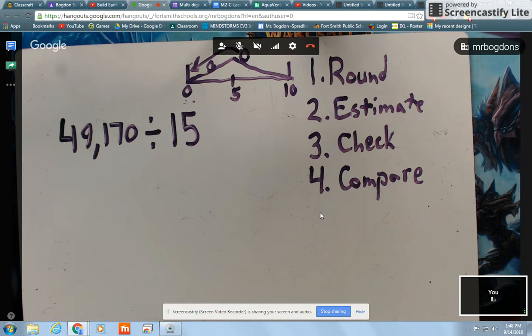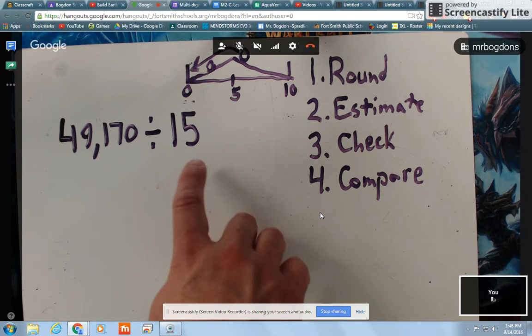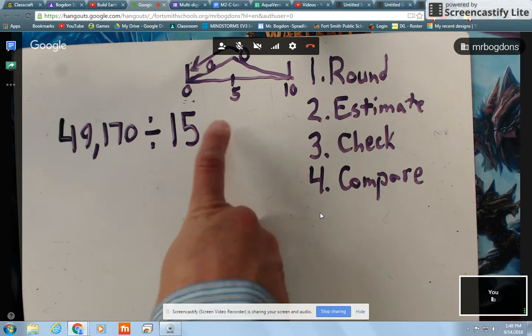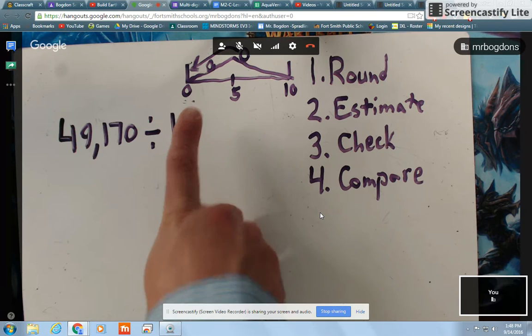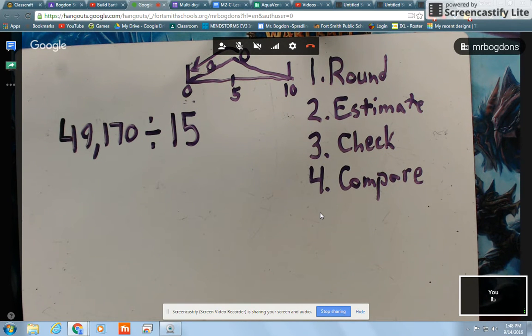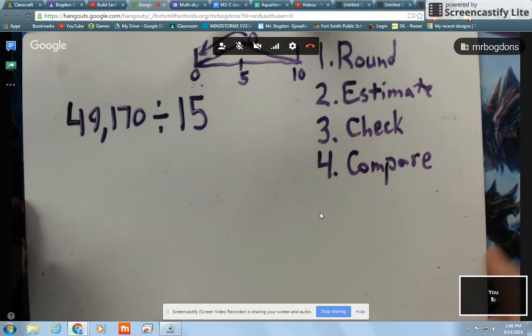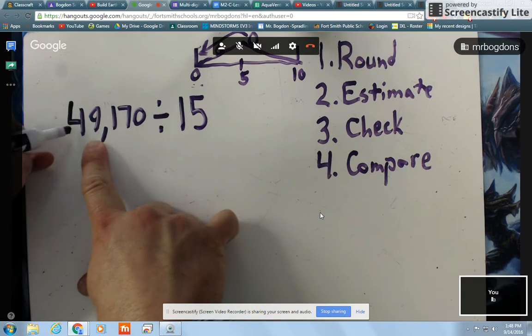49,170 divided by 15. Now, here's where our number sense isn't quite as accurate, because let's look at something. 5. That's about halfway in between whether I would round up or round down. So one thing that we can do is understand that whenever we're estimating, typically it's good to have a low estimate and then a high estimate. And then we can understand that as long as we get an answer somewhere in between those two, we're going to be pretty good. So 49,000.